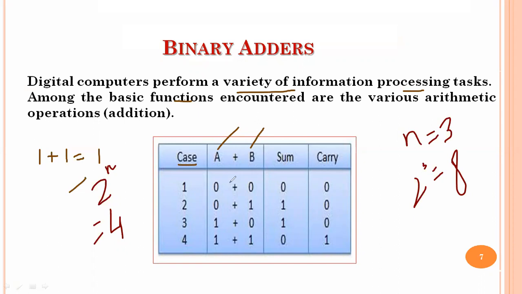So here A plus B, so 0 plus 0 is, here we have two outputs. Till now we have only had a single output, but in these binary adders and subtractors we will have two outputs. In adders we have sum and carry. In subtraction we have difference and borrow. Clear? So sum and carry are there.